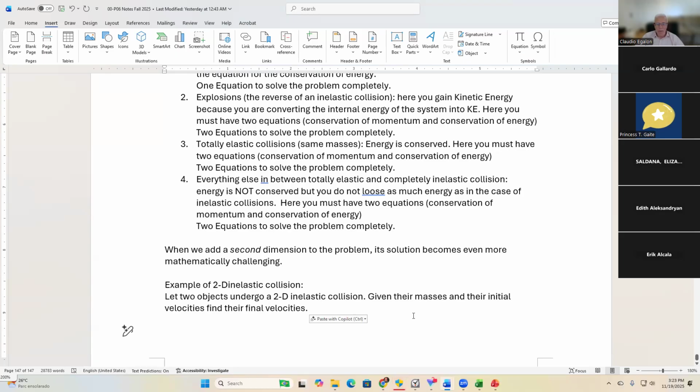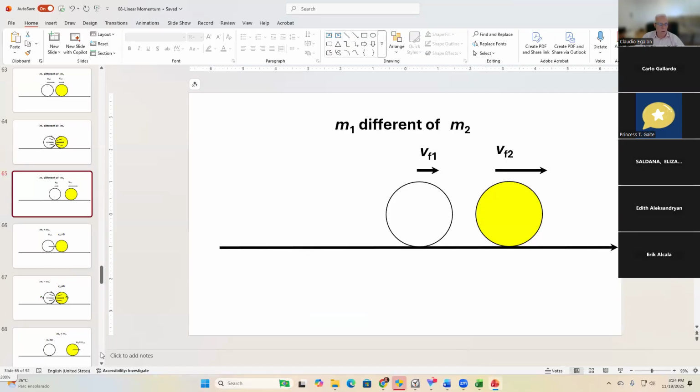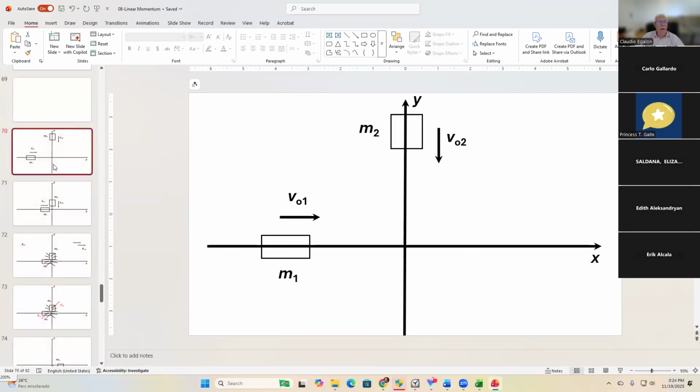Two objects undergo a two-dimensional inelastic collision. Given their masses and their initial velocities, find their final velocity. Let's see if I have an illustration here. Oh yeah, here you go. I do have it. This is a two-dimensional collision: two cars approaching an intersection.